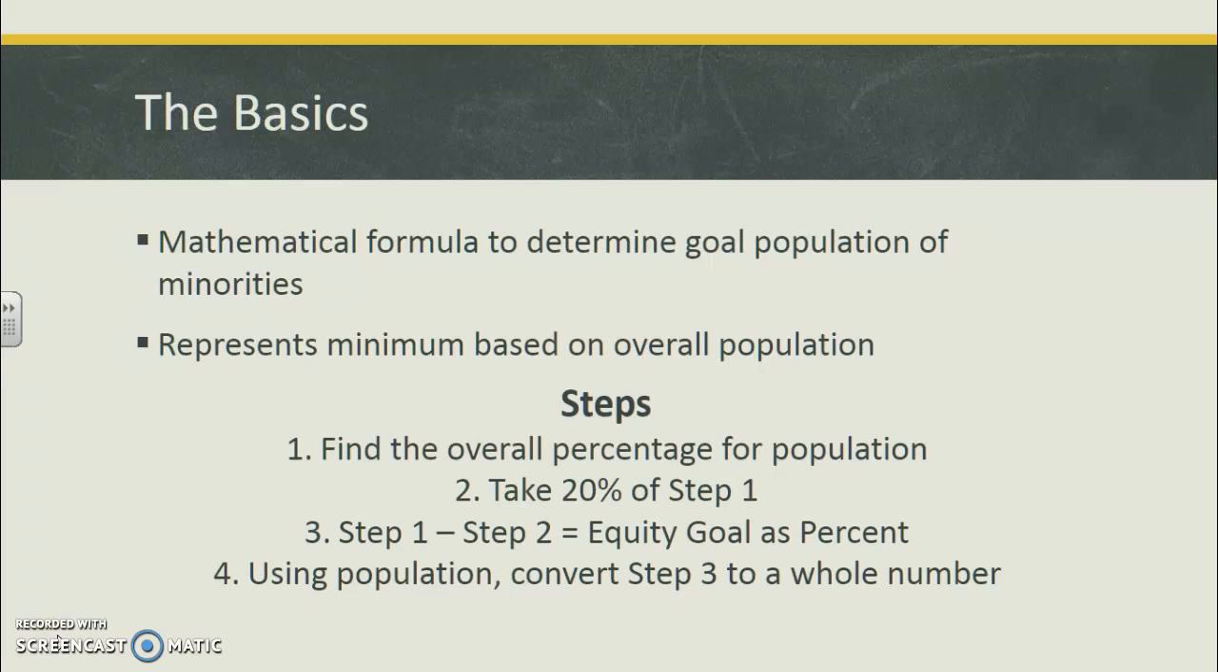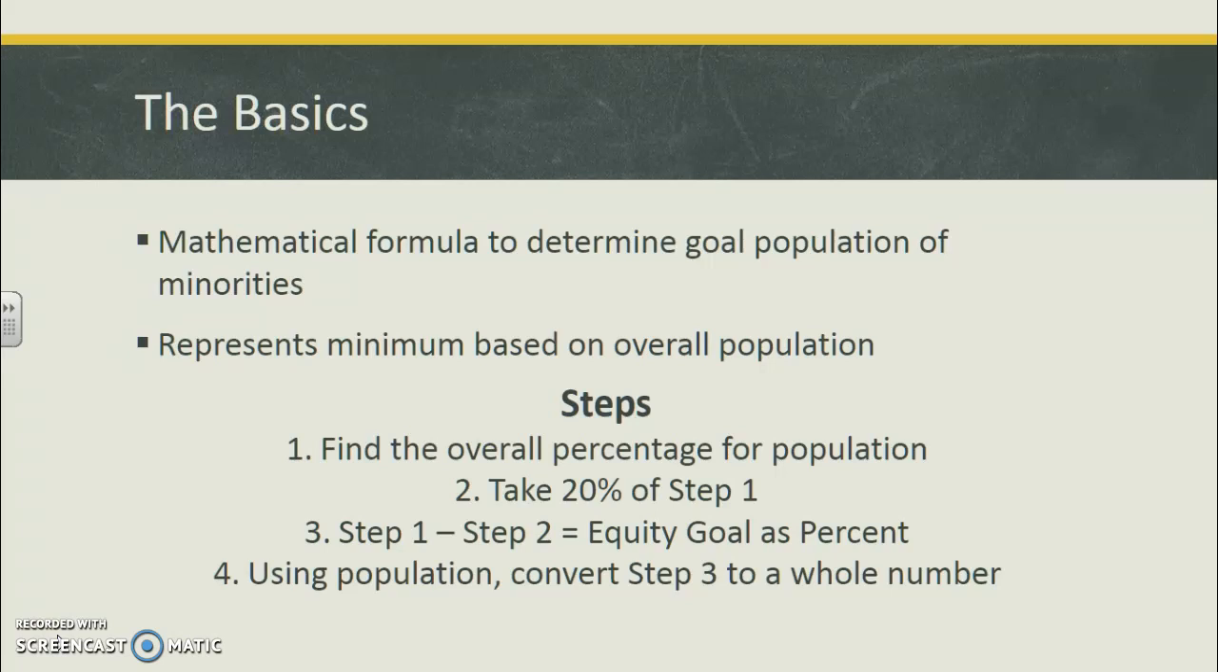So you are taking 20% of whatever percentage that you're looking at. Take your percentage, change it to a decimal, and multiply by 0.2. Once you get that 20%, you're going to go on to step 3. We're going to take your original percent from number 1 and subtract our answer from step 2 when we took 20% of it. This is going to be the equity goal as a percent. This is the percentage of students of that minority race that you should have in your program.